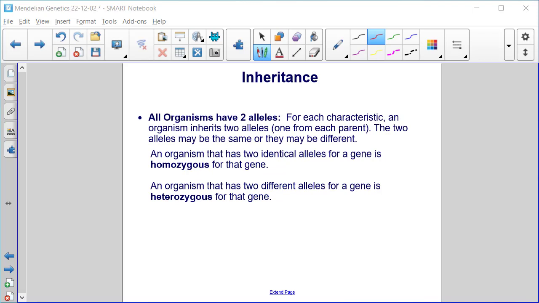All organisms have two alleles. For each characteristic, an organism inherits two alleles, one from each parent. The two alleles may be the same or they may be different. An organism that has two identical alleles for a gene is homozygous for that gene. An organism that has two different alleles for a gene is heterozygous for that gene.